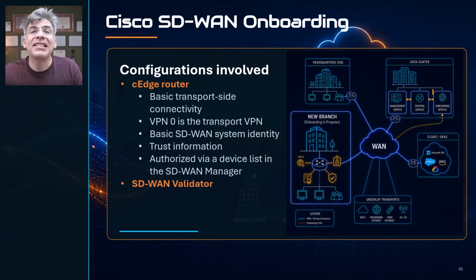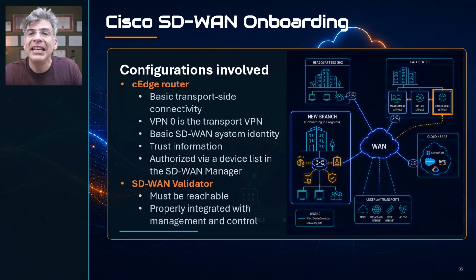Now, on the SD-WAN validator side, the important point here is that it must be reachable and properly integrated with the rest of the SD-WAN control components. The validator must know the organization name, must have a valid certificate, and must be able to authenticate incoming requests from WAN Edge devices. It must also be able to direct authenticated devices towards the correct SD-WAN manager and SD-WAN controller.